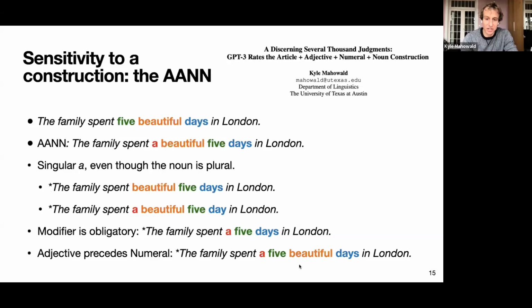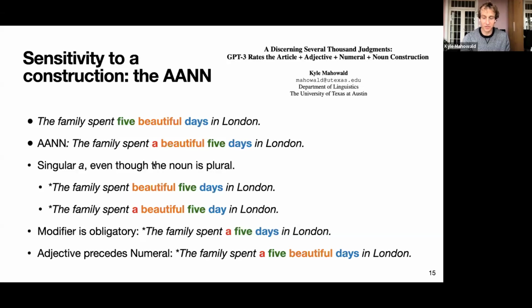And like I mentioned, whereas normally 5 comes before beautiful, here you've got the opposite, and it's obligatory. So you can't say the family spent a 5 beautiful days in London. It's a beautiful 5 days. So what seems to be happening here is that this 5 days is being coerced into a kind of singular unit that takes an adjective and an article, which is normally singular.